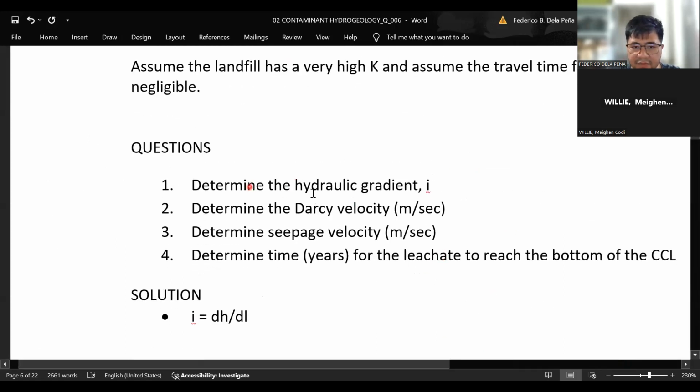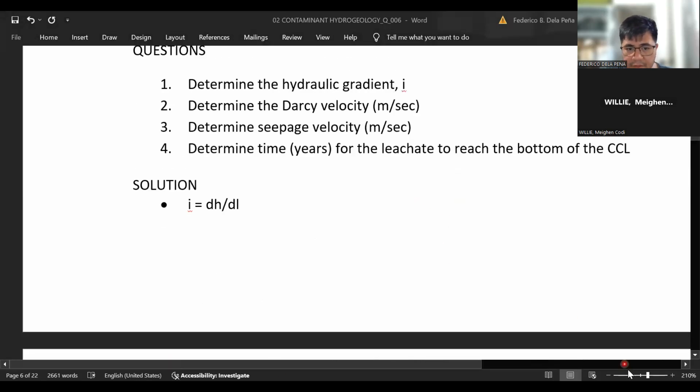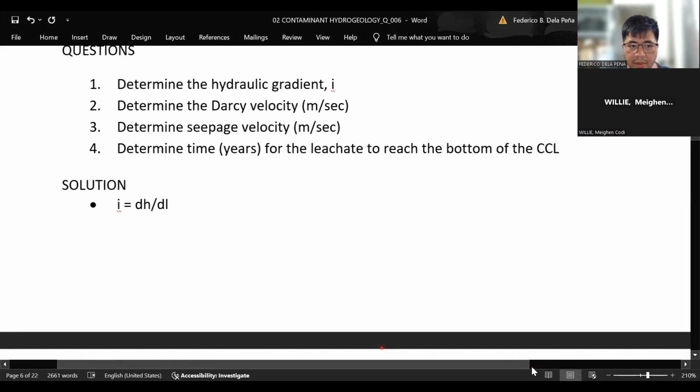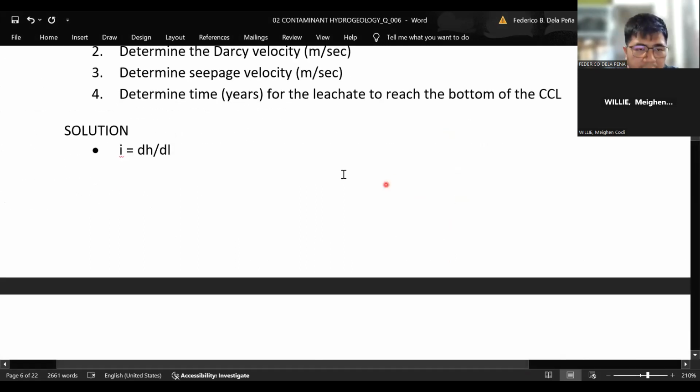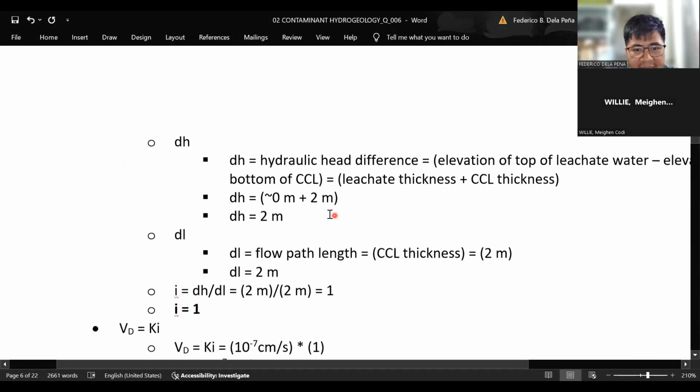And these are the questions. First, you have to determine the hydraulic gradient, then determine the Darcy velocity, and then determine the seepage velocity, and then determine the time for the leachate to travel through the compacted clay liner. All right, for calculating the hydraulic gradient, you basically have to divide the hydraulic head loss by the flow path length.